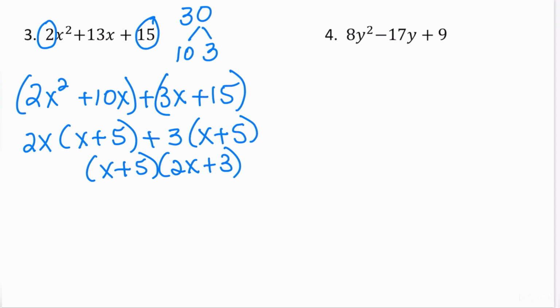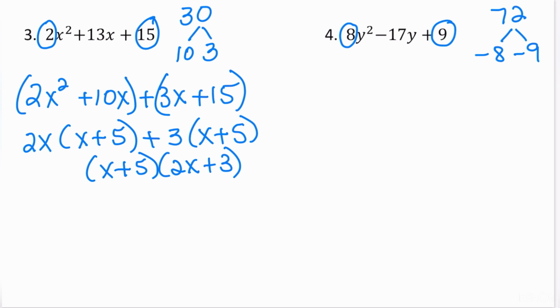So for question number 4, we have 8y squared minus 17y plus 9. They don't have a GCF, I can tell right away. So 8 times 9 is positive 72. What multiplies to give me positive 72 when I multiply, and then it's going to add to give me negative 17? Negative 8 times negative 9.